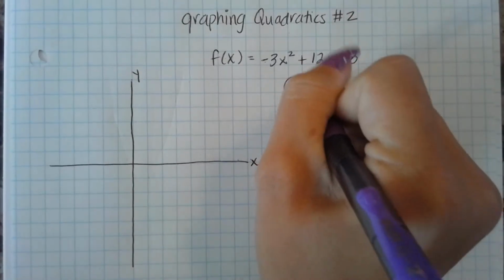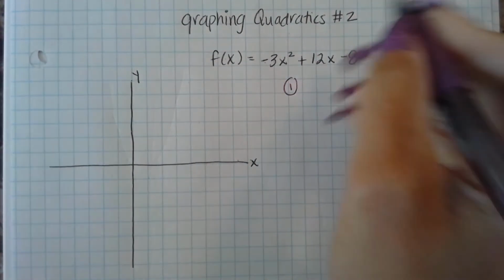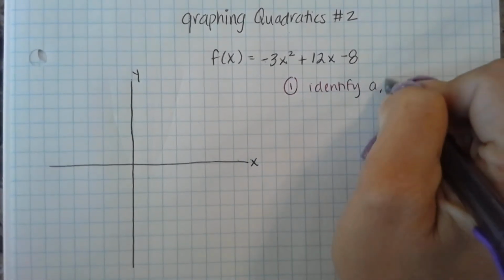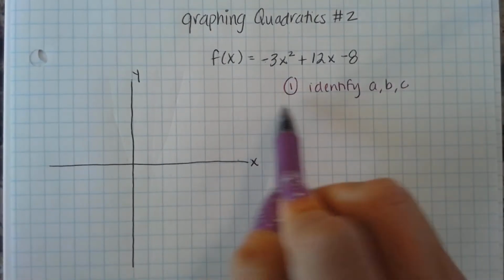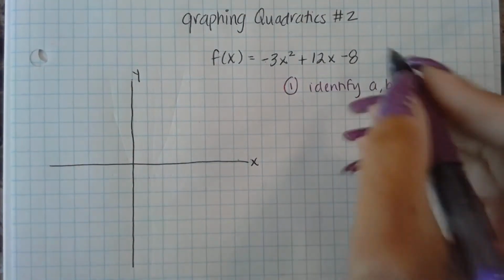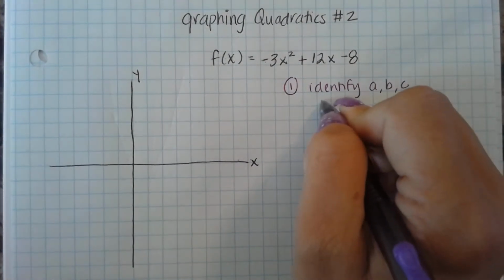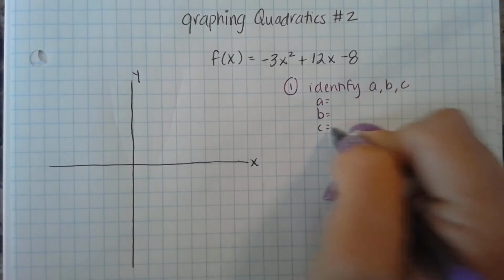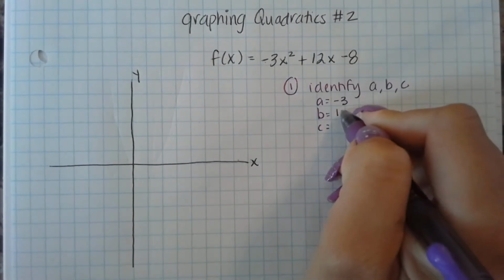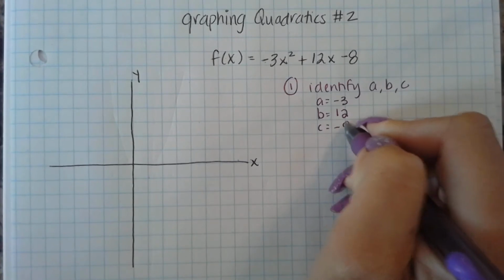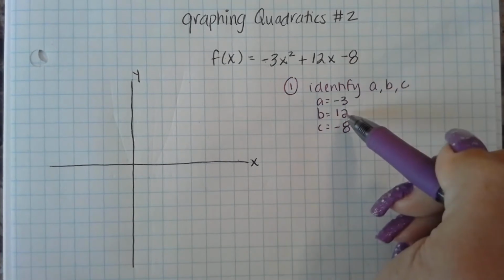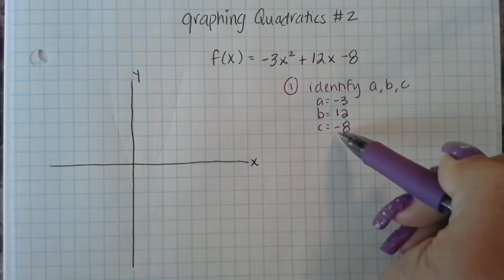So first step in our graphing, we need to identify A, B, and C. So we have f of x equals negative 3x squared plus 12x minus 8. So our A, our B, and our C. Our A is negative 3, our B is 12, and our C is negative 8. Make sure you are taking the signs. Negative 3. Positive 12, so I just wrote a 12. Negative 8, or minus 8, negative 8.